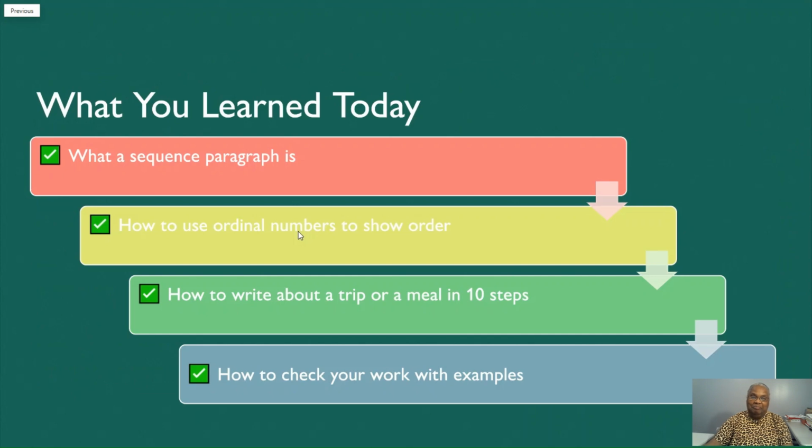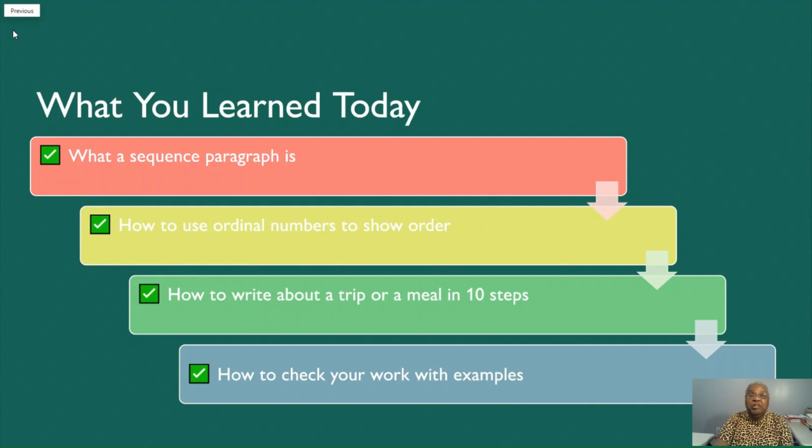Great job. Now, let's review what you learned today. You learned what a sequence paragraph is, how to use ordinal numbers to show order, how to write about a trip or a meal in 10 steps, and how to check your work with examples. You did it! Great job! Congratulations, you made it to the end of lesson 20.